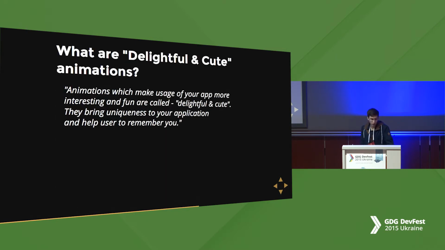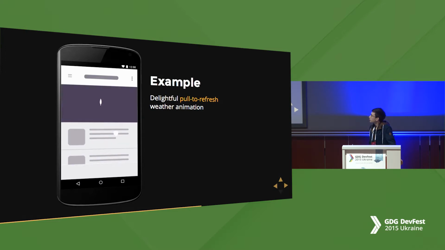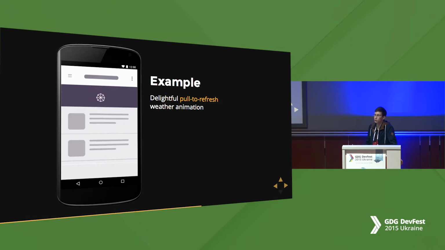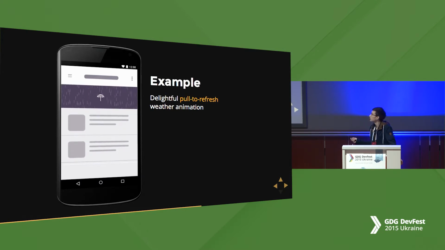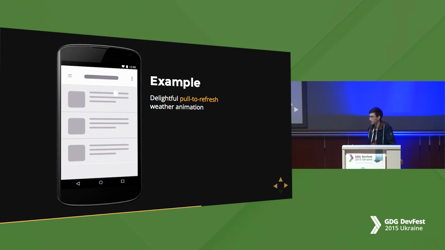Now, what are delightful and cute animations? Animations which make using your app more interesting and fun are called delightful and cute. They bring uniqueness to your application and help the user remember your app. Here is an example of this animation. This is a pull to refresh with a lot of animations, which are actually not necessary because we can easily replace it with a simple pull to refresh. But with this cute animation, the user can actually remember you and even leave your application and not delete it.